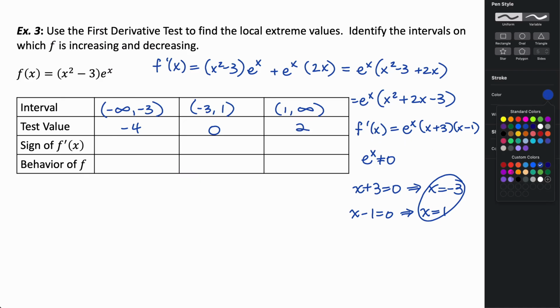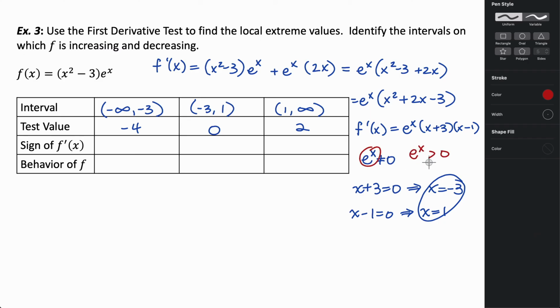Now, one thing to note is e to the x is always positive. So this piece right here is always going to be positive. So we have a positive times, plugging in -4 is going to make that negative. So a negative times a negative is positive times positive is positive. So that means this is increasing here.